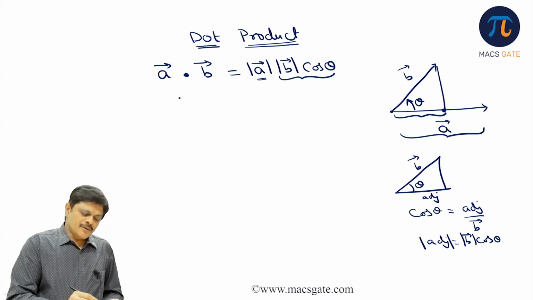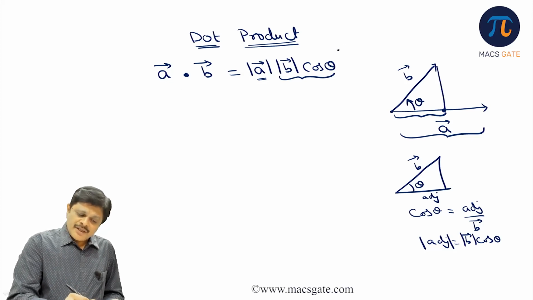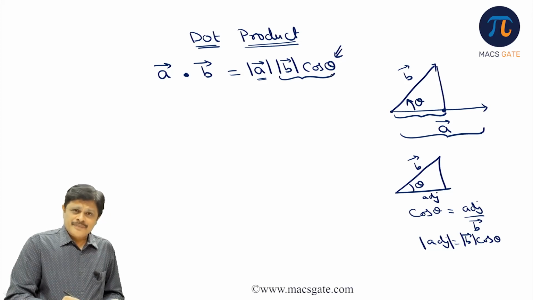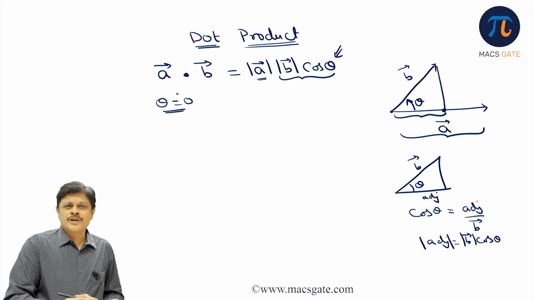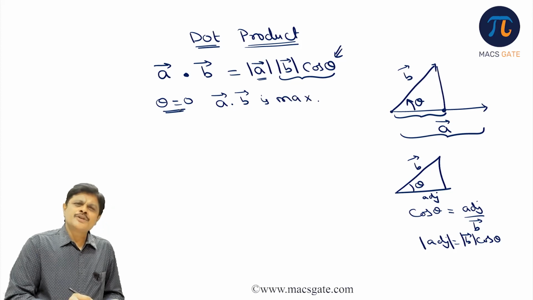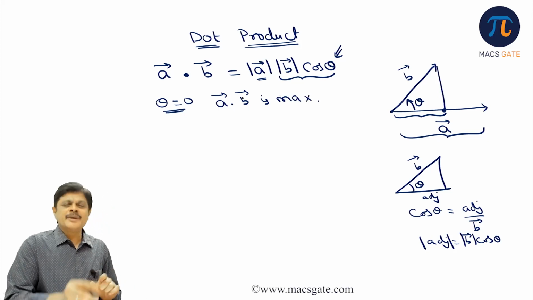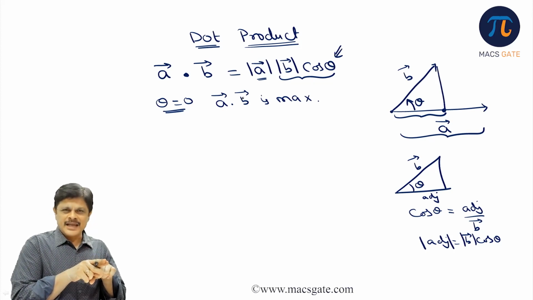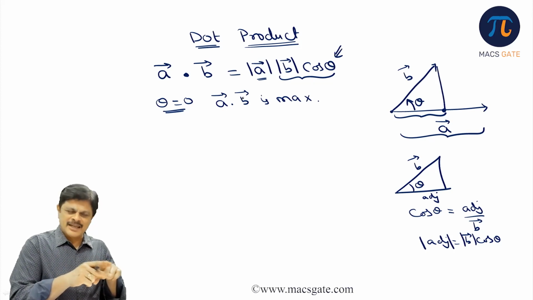Now this depends on the value of cos theta. When theta is 0, what is the value of cos theta? Cos theta is 1, and you know that the maximum value of cos theta is 1. So when theta is 0, A dot B is maximum. That is, theta equal to 0 means A and B are in the same direction. Am I clear? They are parallel, or in the same direction, you can say.